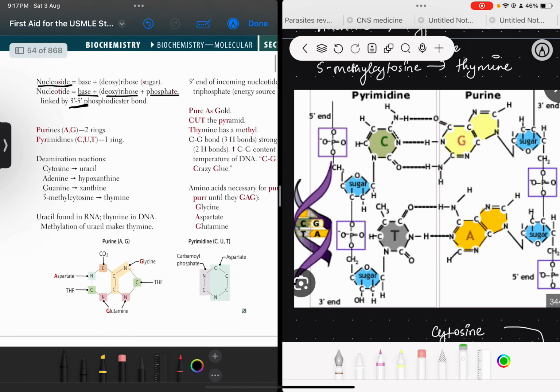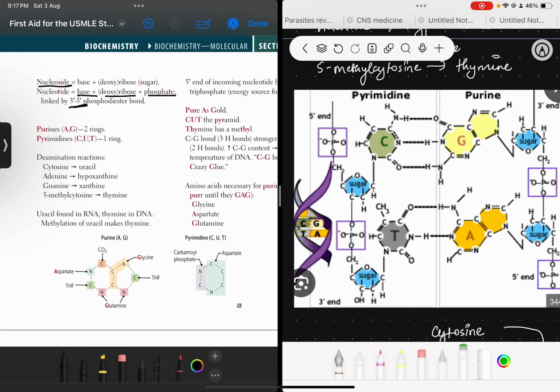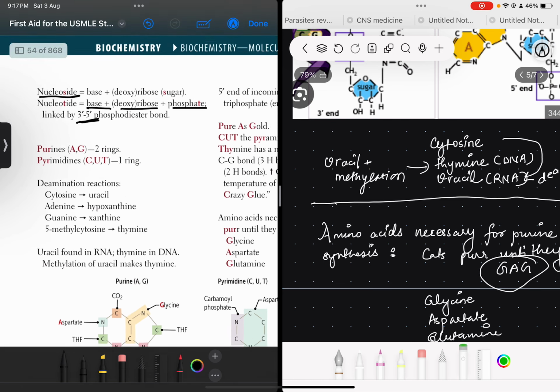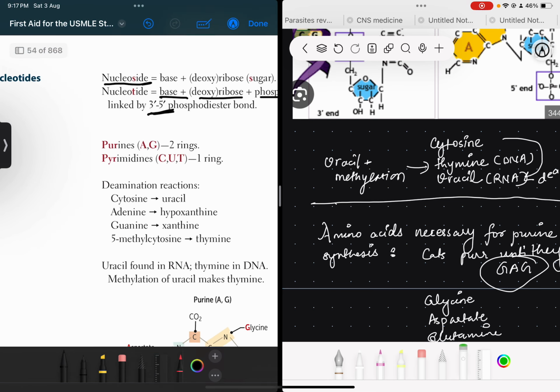Now first we will learn this base part. So bases are mainly of two types, pyrimidine and purine. Purine has 2 rings and pyrimidine has 1 ring. So in purine there will be adenine and guanine. In pyrimidine there will be cytosine, uracil and thymine. These names you have to remember: A, G and C, U, T.